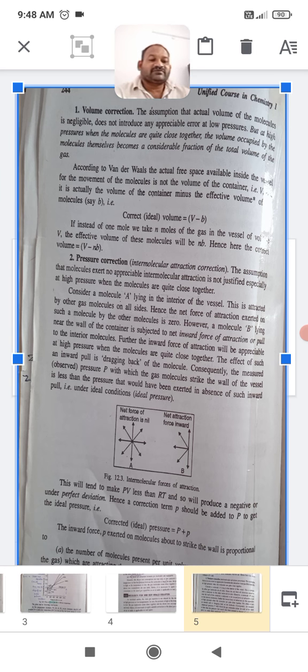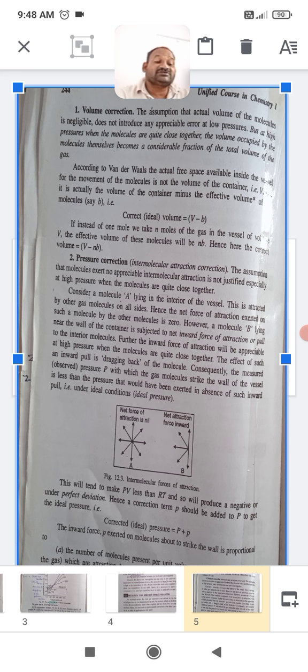Volume correction. The assumption that the actual volume of the molecules is negligible does not introduce any appreciable error at low pressure, but at high pressure, when the molecules are quite close together, the volume occupied by the molecules themselves becomes a considerable fraction of the total volume of the gas.